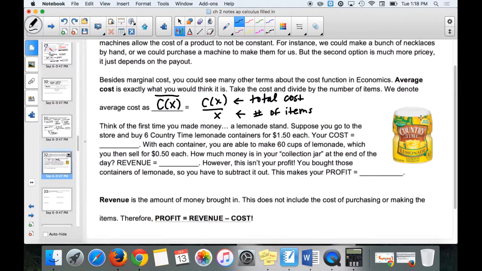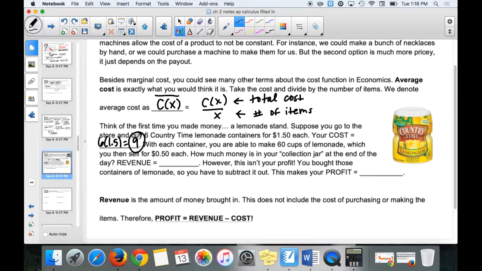Suppose you go to the store and you buy 6 of these classic tubs of Country Time lemonade. That was my favorite. And they cost $1.50 each. If you bought 6 of them and they cost $1.50 each, how much money did you spend? $9. 6 times $1.50. So with each container, you are able to make 60 cups of lemonade, which then you sell for 50 cents each. You're selling it for 50 cents each instead of $1. A lot of the kids are selling for $1 each.